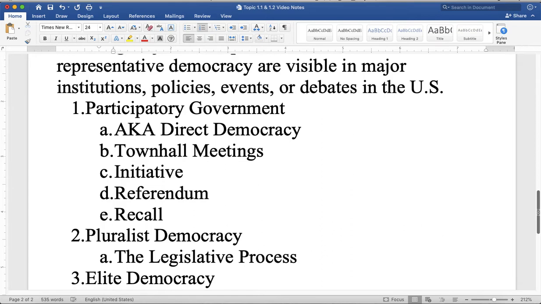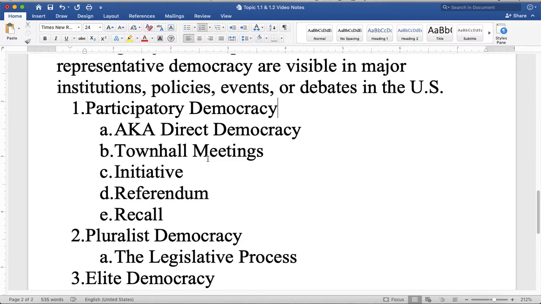Now, if you're looking at participatory, I put government here, so I'm going to erase that and go democracy. If you're looking at where that is present in the United States, all you've got to do is look at the local level. It's also known as direct democracy, so everybody directly participates in the process.